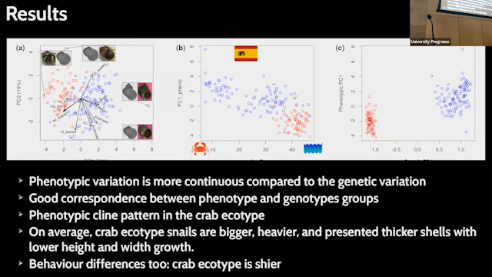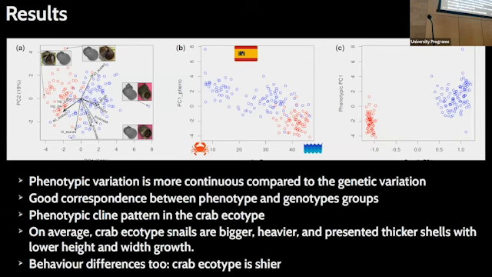So typically the first axis is correlated with the size and the weight of the snails, which you can see here. This is a very big crab ecotype snail, and this is a very tiny, small ecotype here. And then the second axis is more correlated with the shape, with a very big aperture here. And this is the other extreme of snails here.